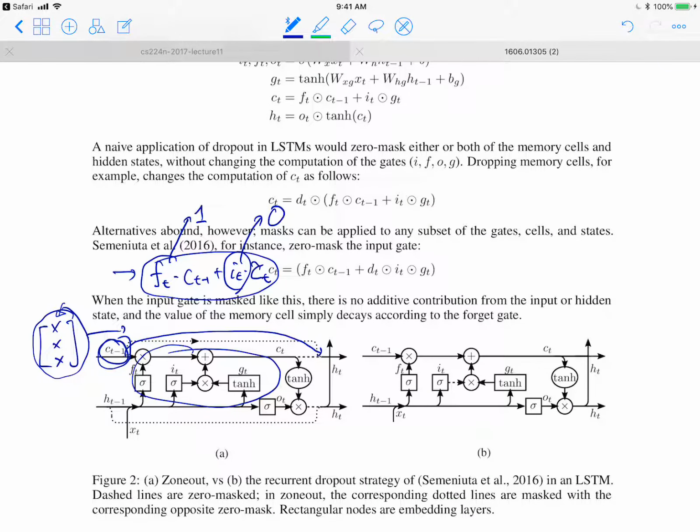But I'm not sure how often it is actually used. Does anyone have experience of using it? Do you know how often we use it? So usually we don't use it, right? It's not standard to use it, right? But we usually use the dropouts vertically when doing the RNN or LSTM applications.